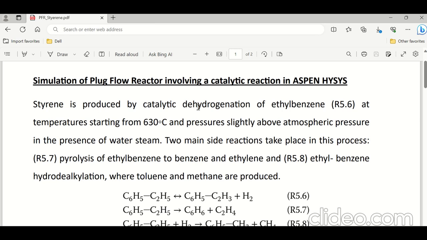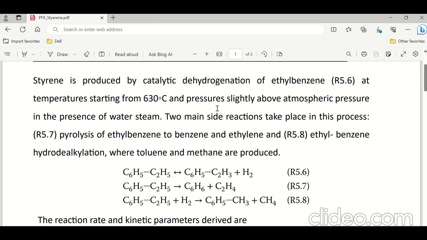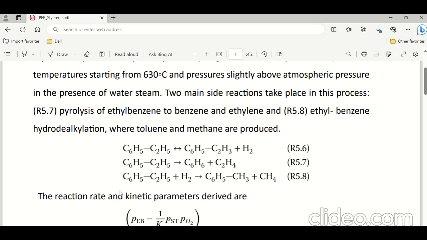Styrene is produced by catalytic dehydrogenation of ethyl-benzene at temperature starting from 630 degrees C and pressure slightly above atmospheric pressure. So this is the main reaction where ethyl-benzene is converted into styrene and hydrogen. This is a reversible reaction. At the same time, two side reactions also occur where ethyl-benzene is converted into benzene and ethylene.